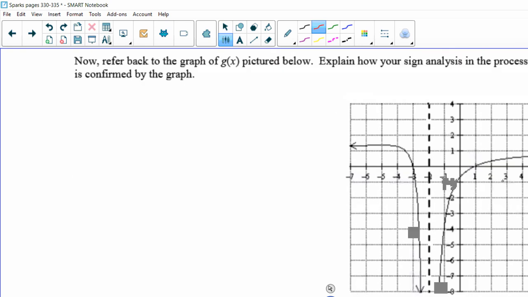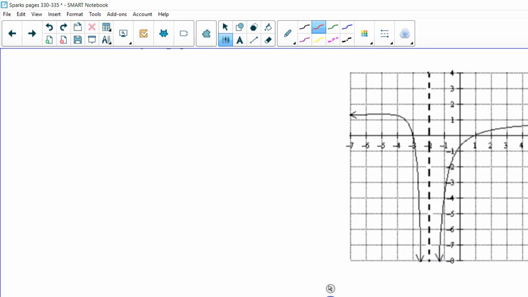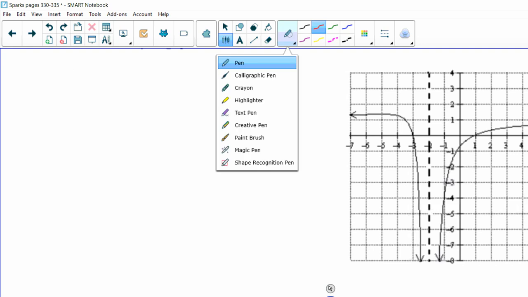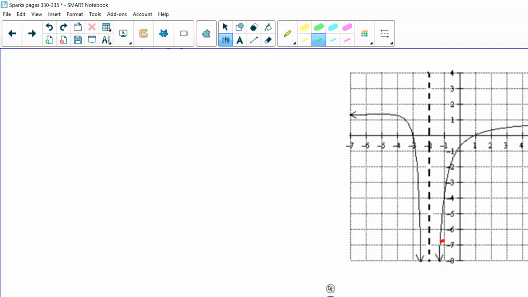Now, you've got that answer. Let's look at the graph. Does your answer support what the graph shows? You were looking for less than 0. What does less than 0 mean graphically? Below the x-axis. Good. Are we below the x-axis right here and right here? Yes. So between negative 3 and negative 2, and then between negative 2 and 1.